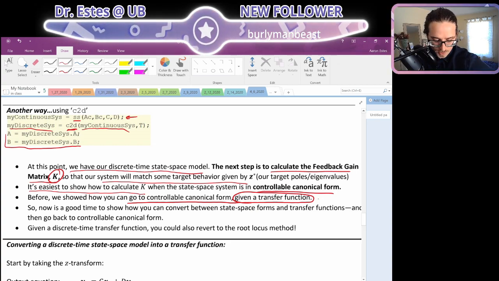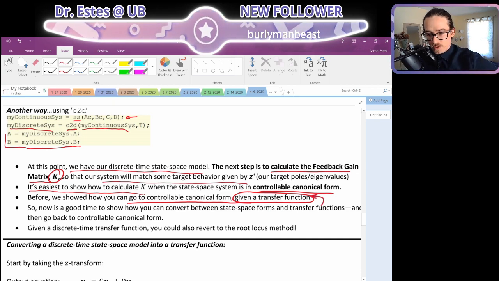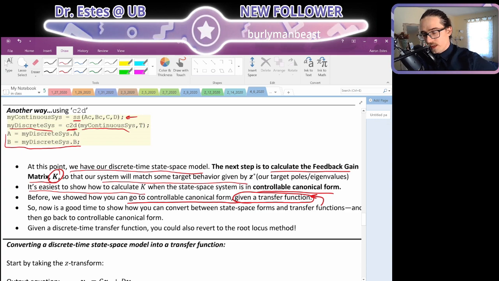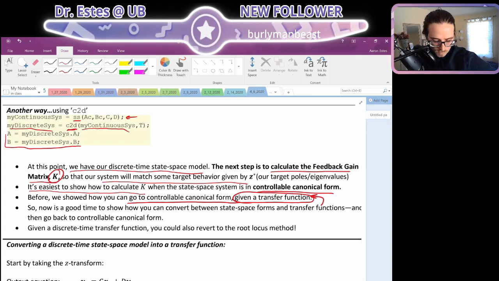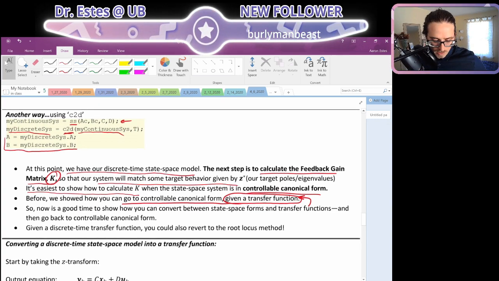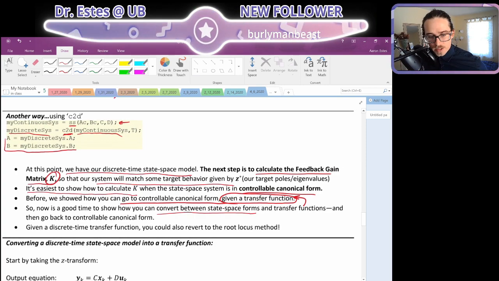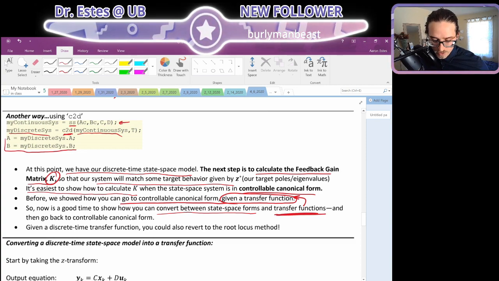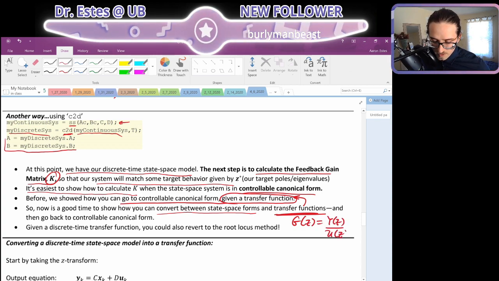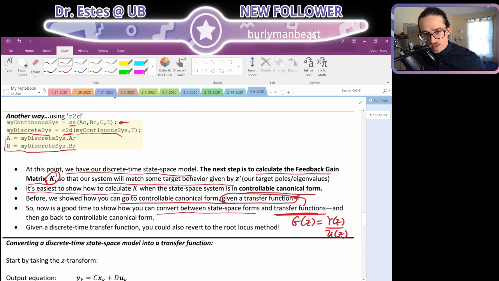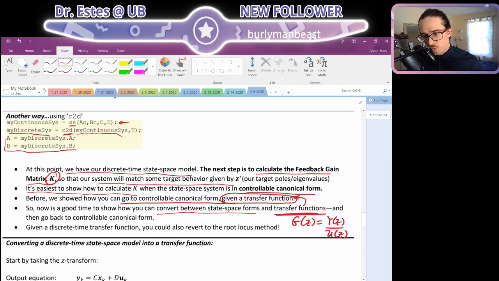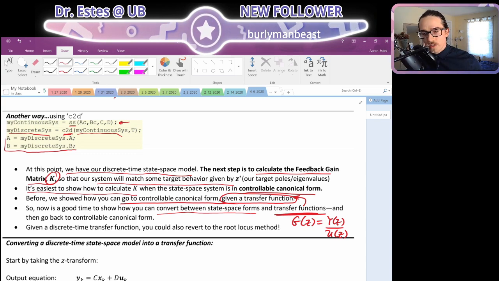But this is a good opportunity to show how we can go back to a transfer function from a discrete time state space model. So what we're going to do now is convert this discrete time state space form into a discrete time transfer function, G(z) = Y(z) over U(z). And once we have this, then we'll go back to state space in the controllable canonical form.